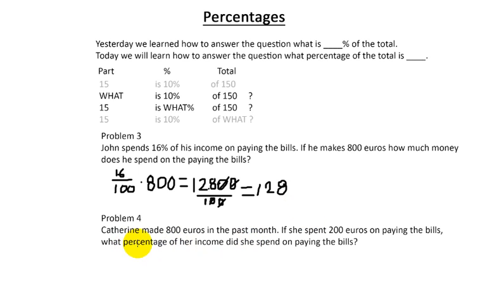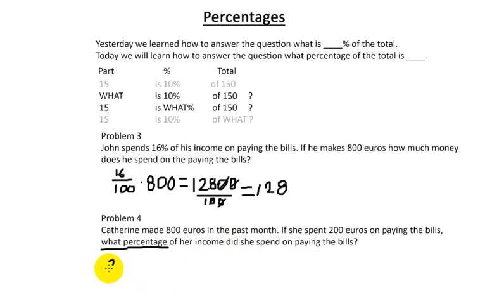Next, the problem says Catherine made 800 euros in the past month and that she spent 200 euros on paying the bills. What percentage of her income did she spend on paying the bills? Again, like we said before, this part just gives it away. So asking what percentage immediately means that, oh, I'm looking for the percentage. So I have the part, I have the total, I need to find the percentage. So what's the part? The part is the amount of money that goes to paying the bills. The total is her total income, the amount of money that she makes in a month.